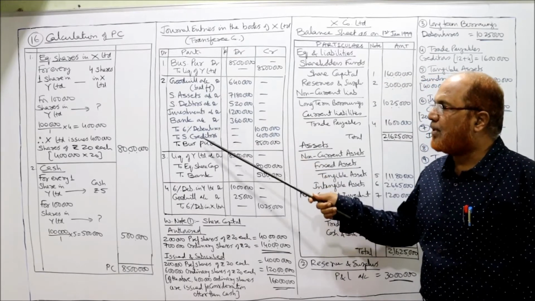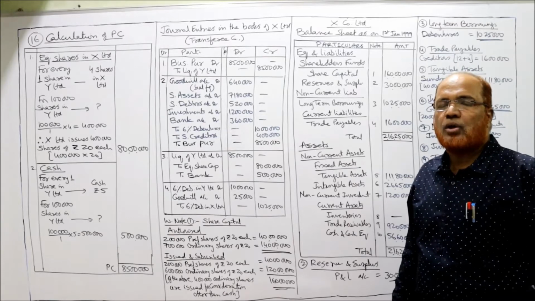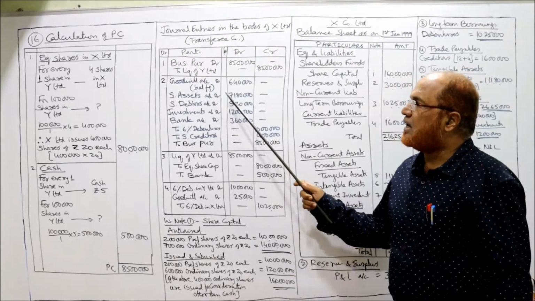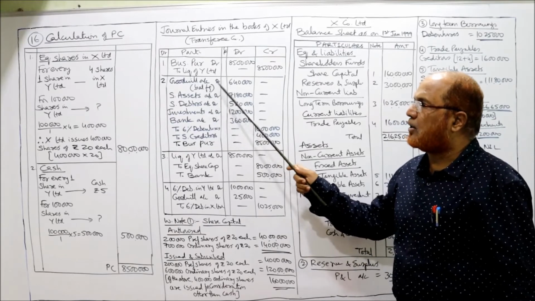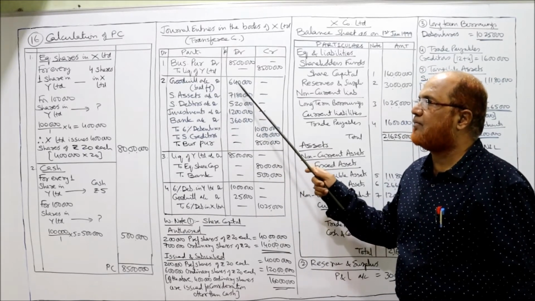Second entry will be for assets and liabilities taken over. So complete business it is taking over. So see, sundry assets, first goodwill account debit as balancing figure. After completing all the amounts we'll take the balancing figure goodwill.